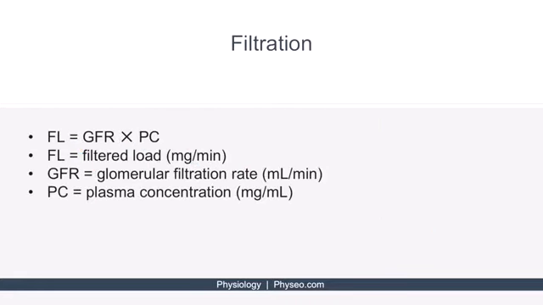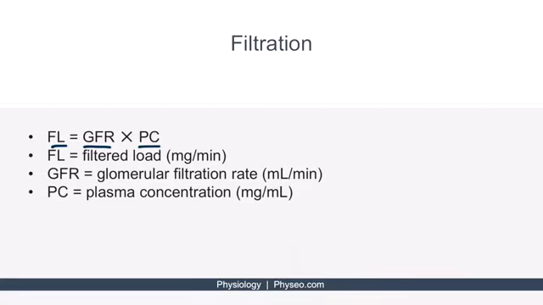The next equation is used to calculate filtered load. Filtered load equals glomerular filtration rate times the plasma concentration. Filtered load is also sometimes referred to as filtration rate, which can be confusing because it sounds very similar to glomerular filtration rate. Filtered load is different from GFR because it measures the mass of a substance that is filtered per unit time, whereas GFR measures the volume of a substance filtered per unit time.